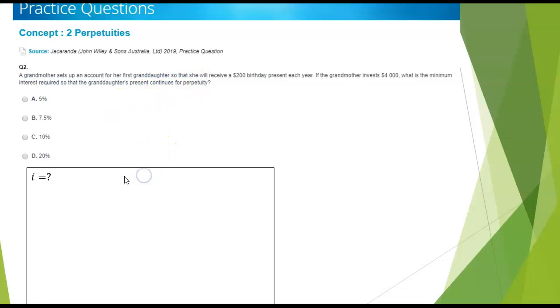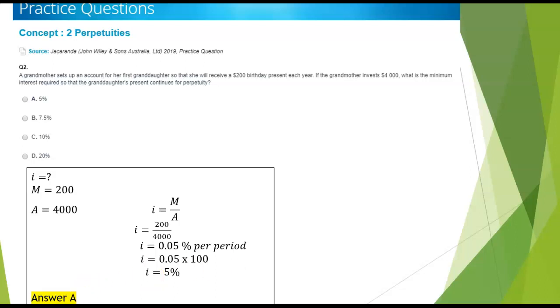Question 2. A grandmother sets up an account for her first granddaughter so that she will receive a $200 birthday present each year. If the grandmother invests $4,000, what's the interest rate required, so that the perpetuity continues? So we're looking for I, right?